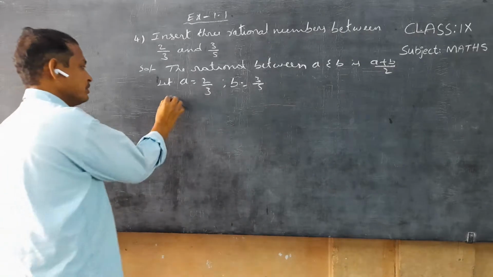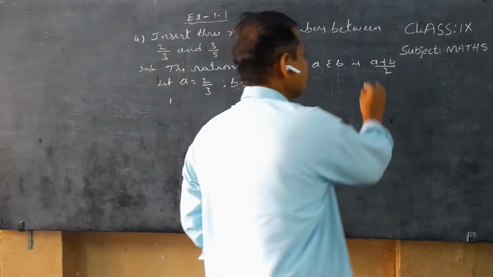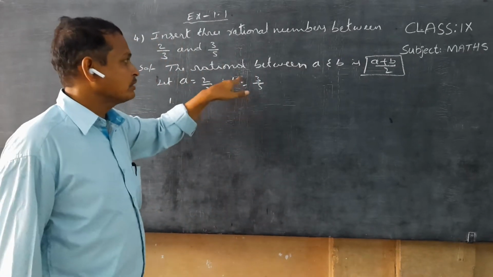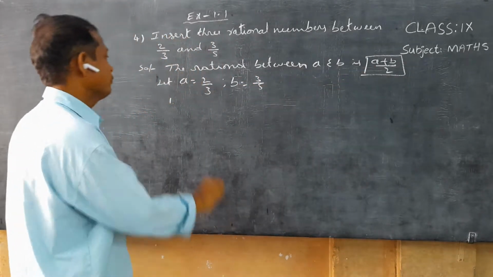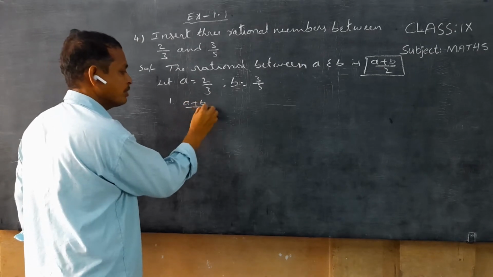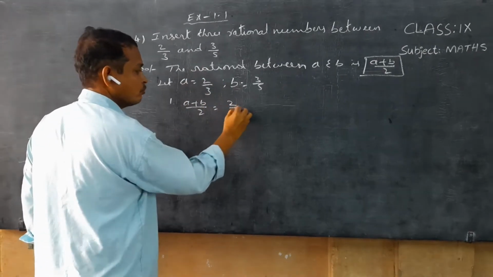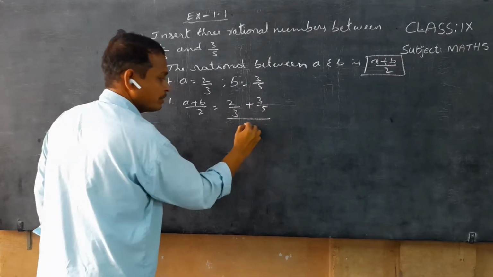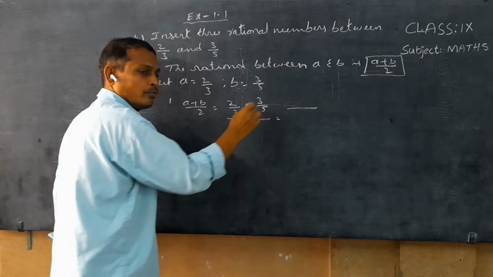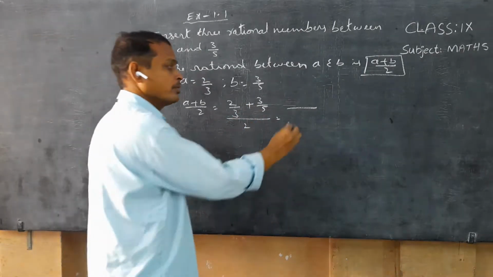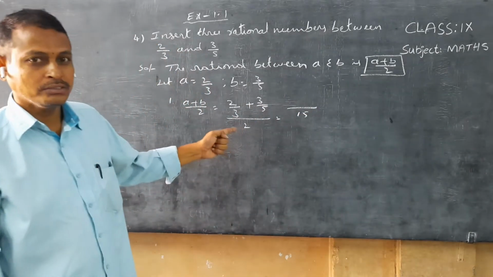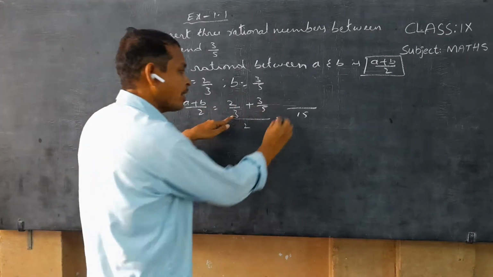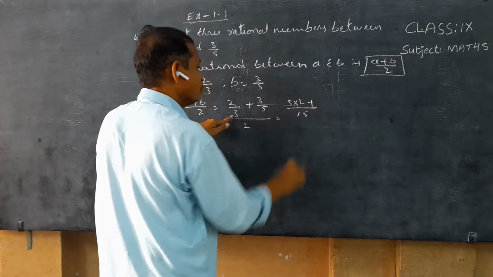Okay, first case 1. What is the formula, children? For the given two numbers, the rational number between them is (a plus b) by 2. What is a, children? 2 by 3, plus what is b? 3 by 5, all by 2. Children, what is the LCM of 3, 5? 15. Okay, understood? And 15 table 3, how many times does it go? 5 times. 5 into 2.